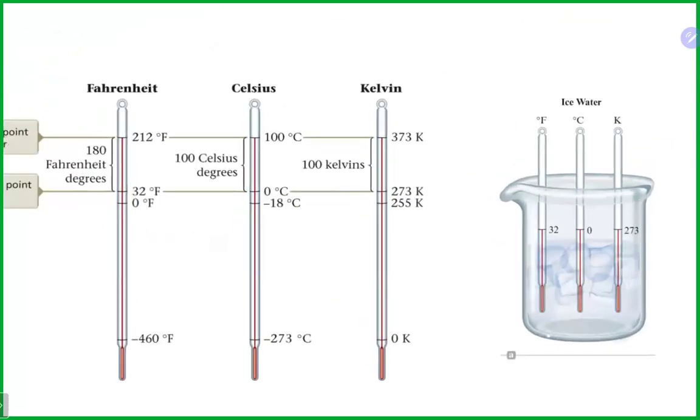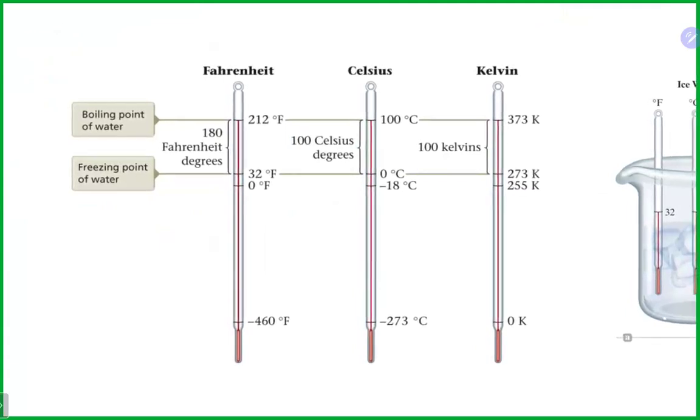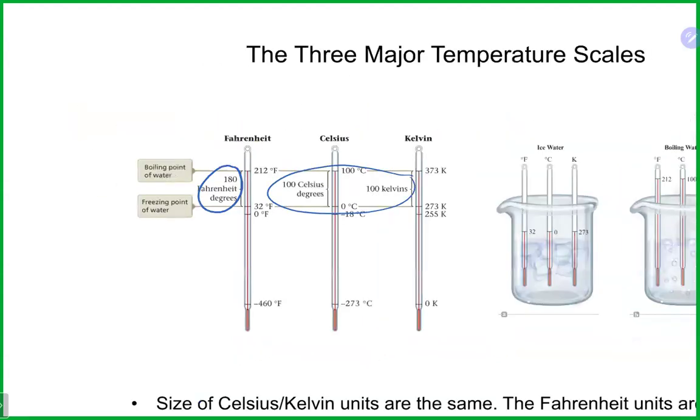Here are the temperatures of those three units, and it's really the difference between where water freezes and boils on these scales that gives us the conversion factors we use. On the Fahrenheit scale, you're looking at about a 180-degree difference. On both the Kelvin and the Celsius scales, the difference between freezing and boiling is about 100. That is really the basis of how we convert between the different units.